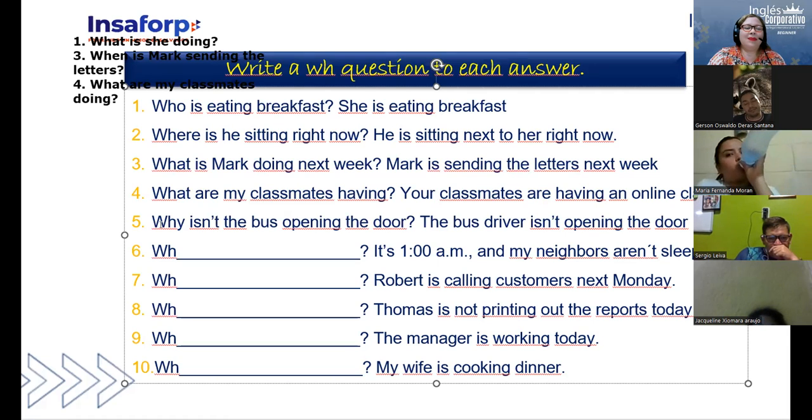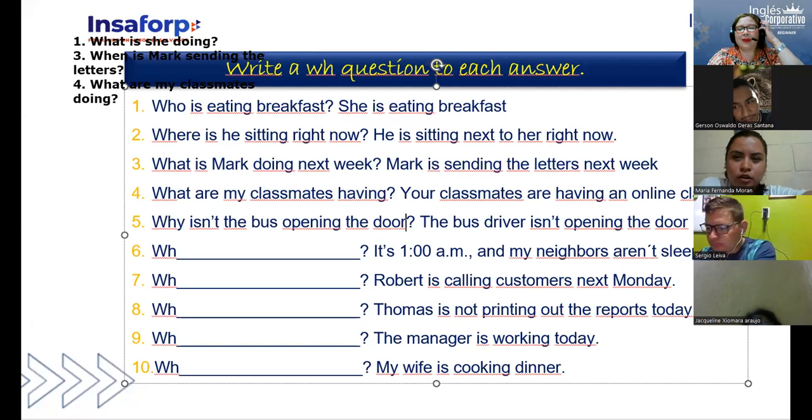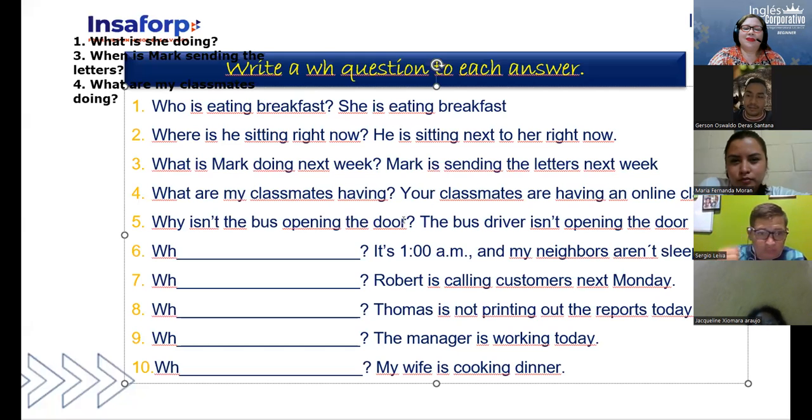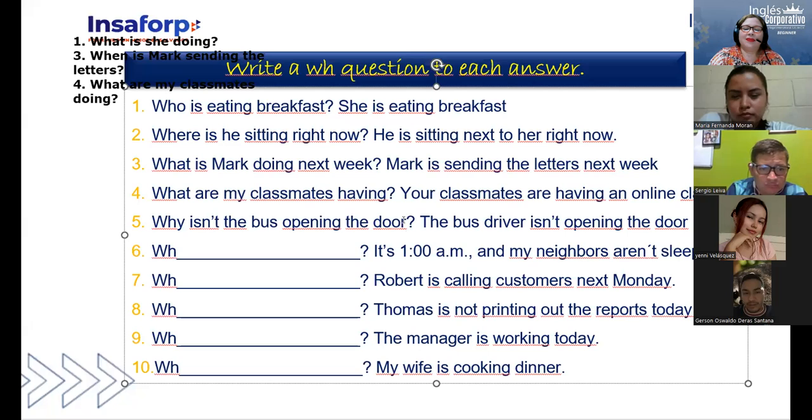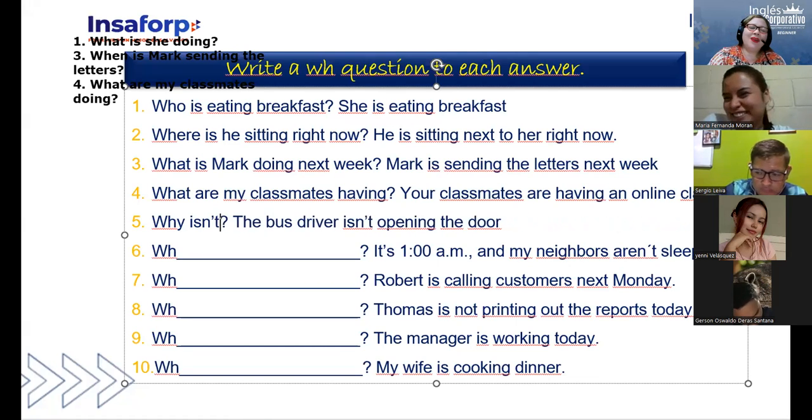Lo único, veamos, si aquí me está preguntando, ¿y por qué el bus no está abriendo la puerta? Y aquí la respuesta dice, el motorista no está abriendo la puerta. Es como estar dando la respuesta en la pregunta, algo así. Ajá, ¿verdad? Podría ser como si el motorista abrió la puerta. Pongámosle algo alejado de eso.